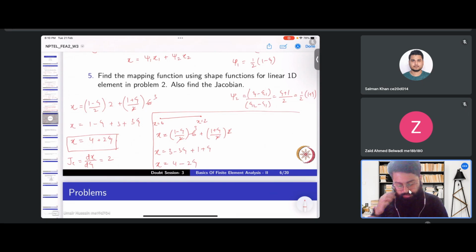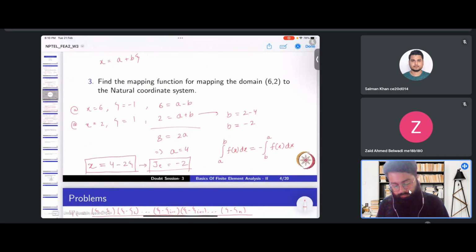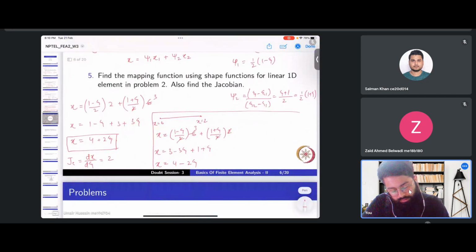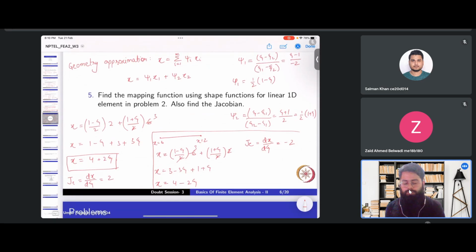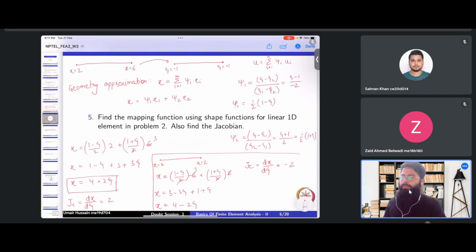Right? 4 minus 2 zeta. That's the same thing we got earlier, the reversed mapping. Again, the Jacobian we did calculate, dx by d zeta, equals minus 2. So we can verify the claim that we made earlier with this problem using a different solution method. So I hope this was clear. If there's any doubt, you can ask.